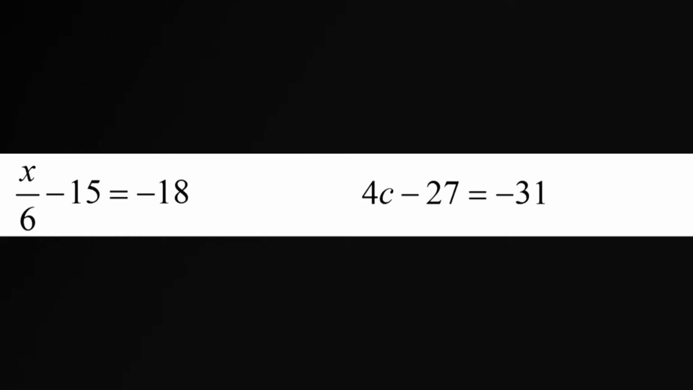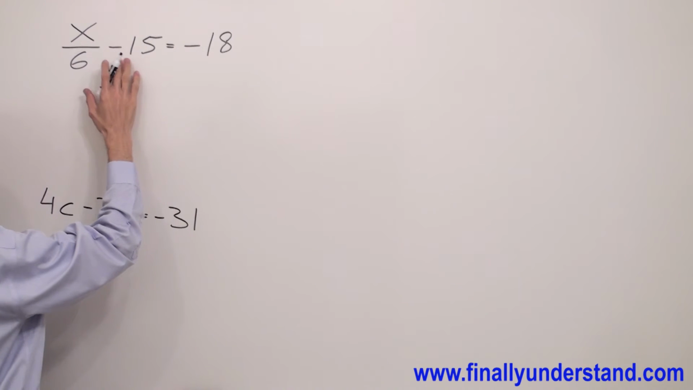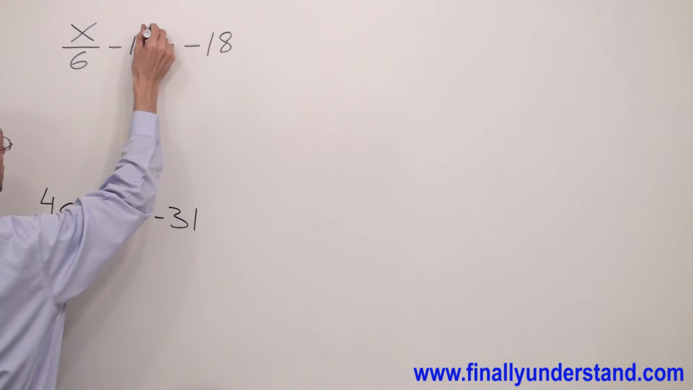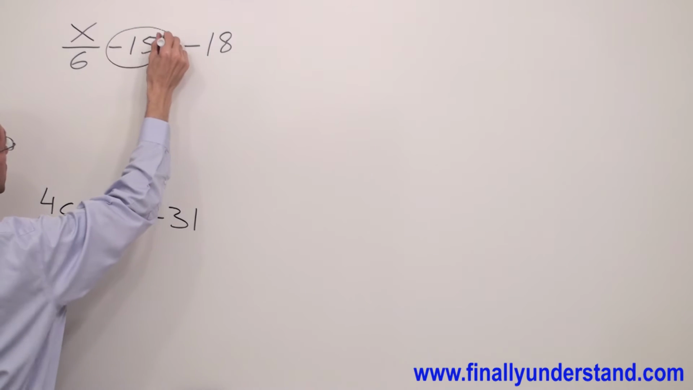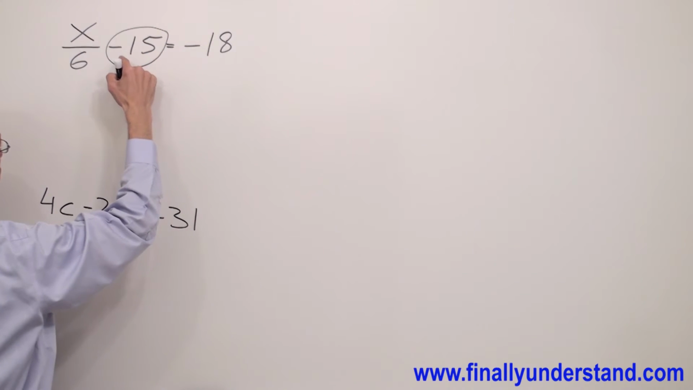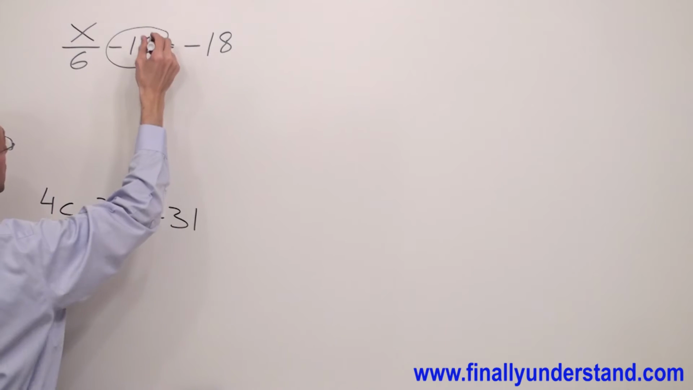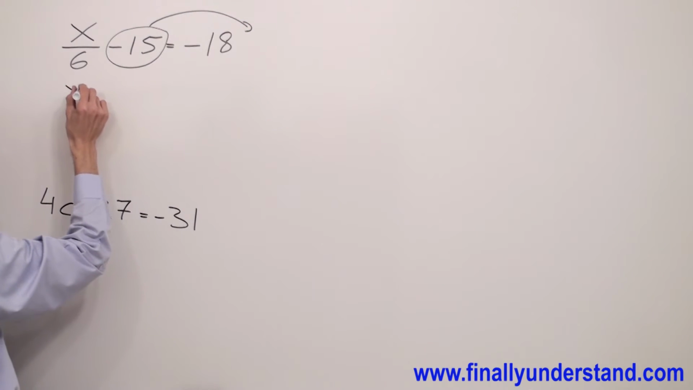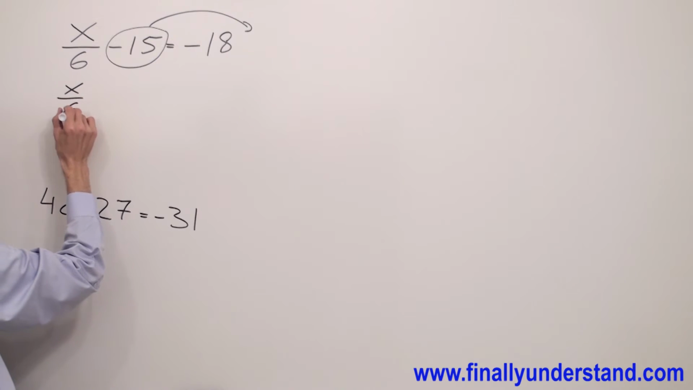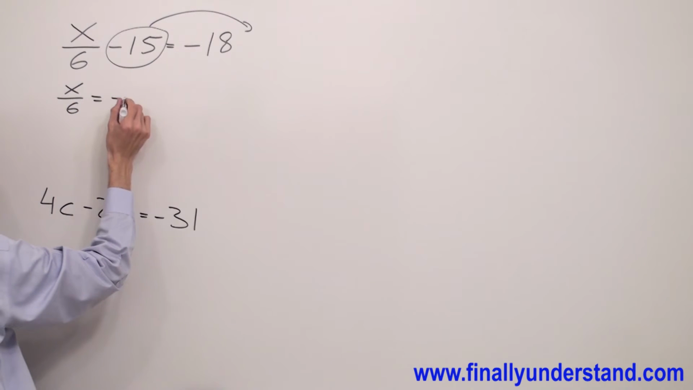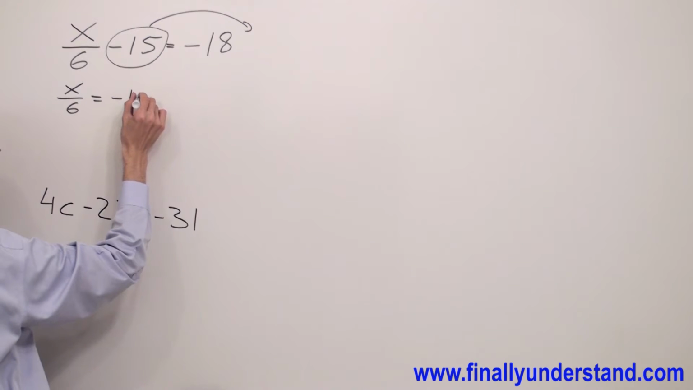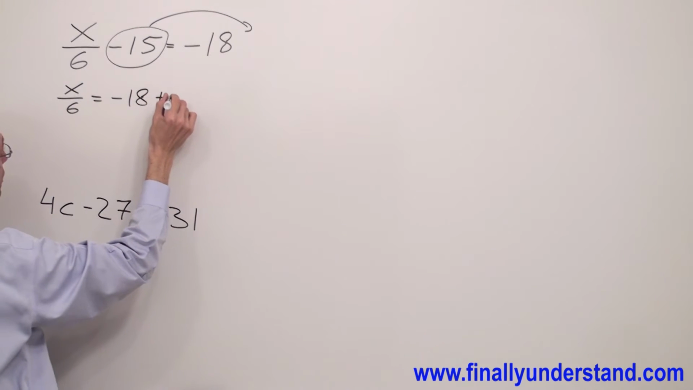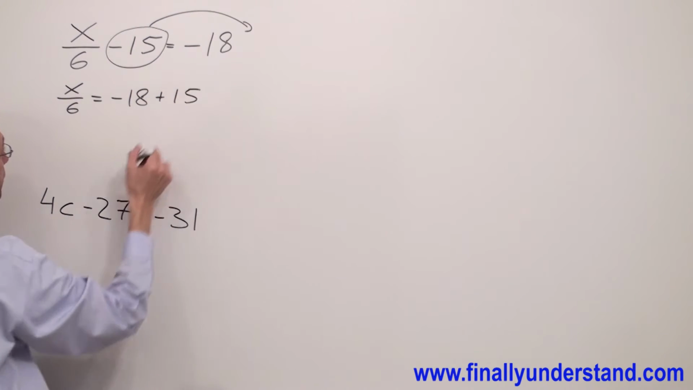x over 6 minus 15 is equal to negative 18. What I have to do first, I have to move negative 15 to the right side. I have to eliminate every single term on the left side which has no x. So I'm going to move it to the right side. And I have x over 6 equals negative 18 plus 15.